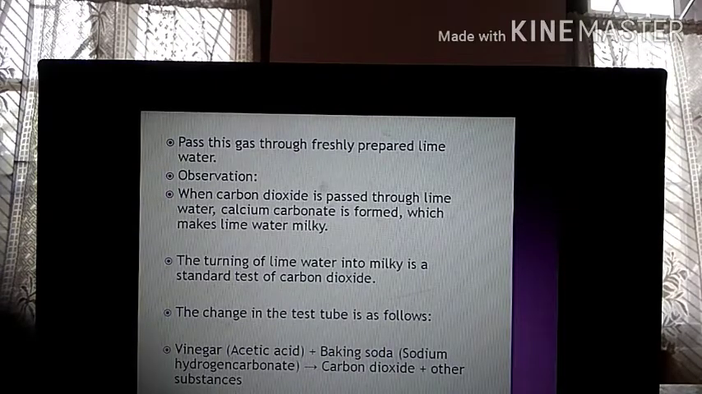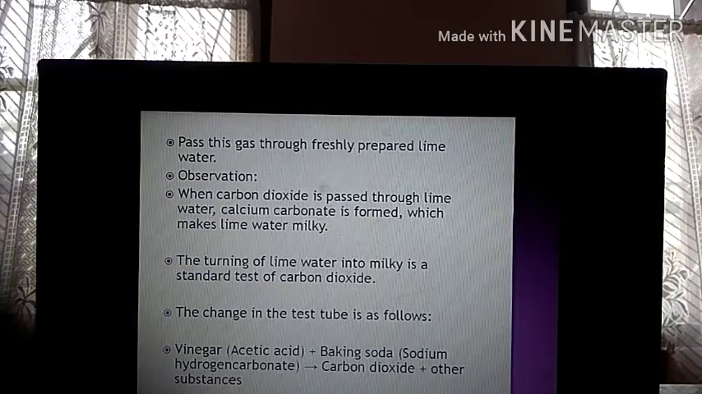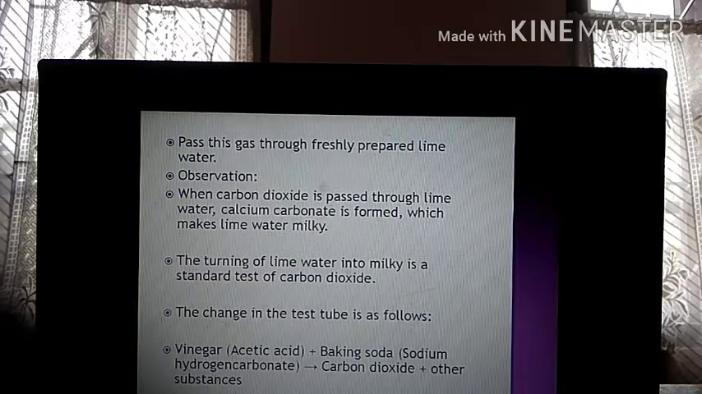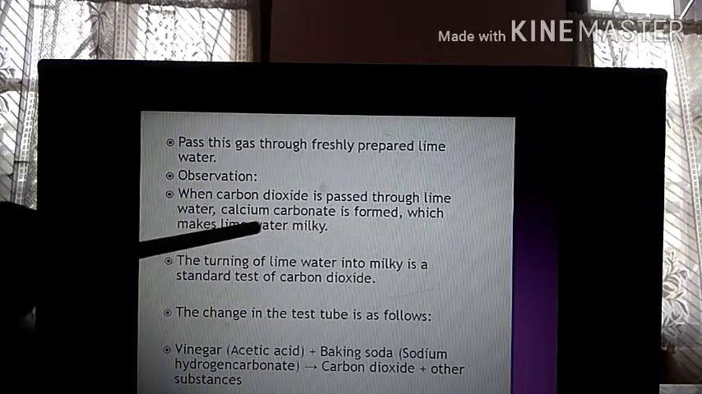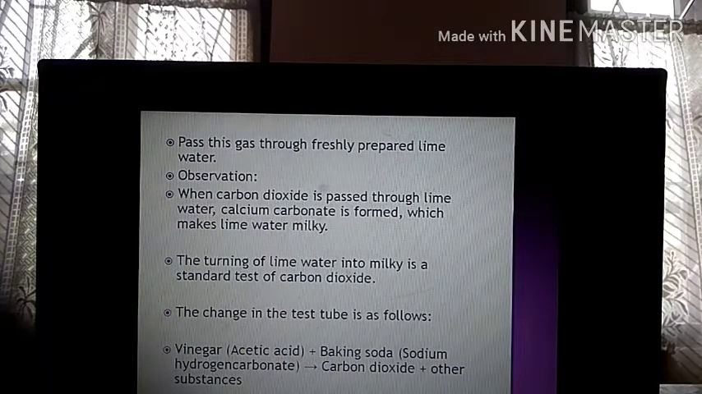But once you pass carbon dioxide gas through that solution, you will find that the solution now will become milky. It will become completely milky. It will not be translucent. It will become completely opaque and milky. So why will it become milky? Due to the formation of calcium carbonate once you pass carbon dioxide gas in lime water.